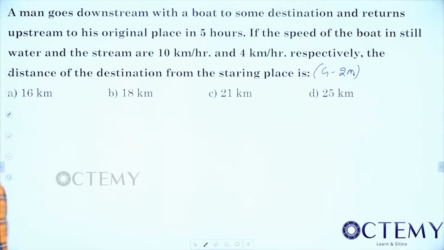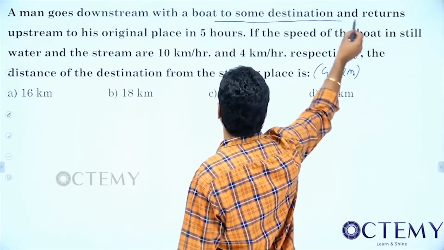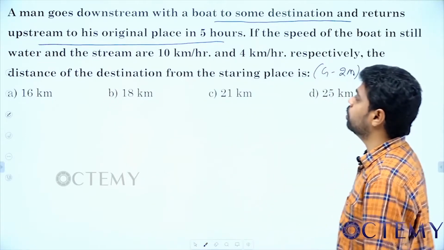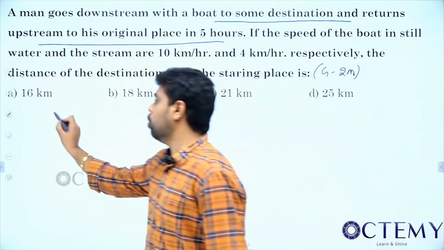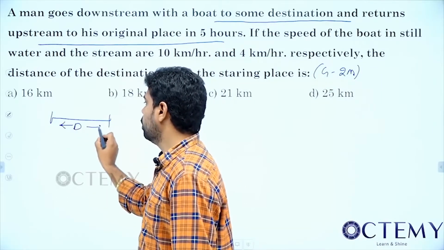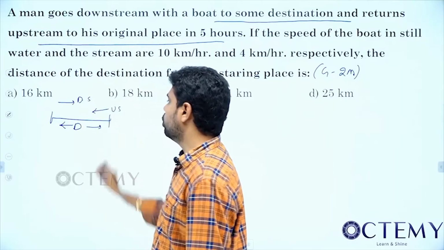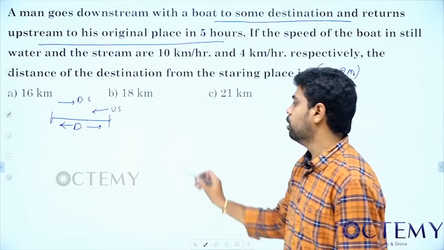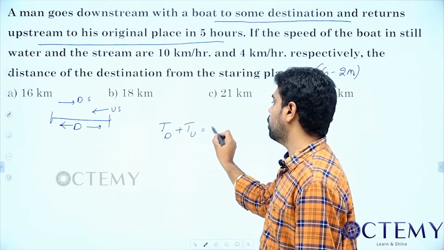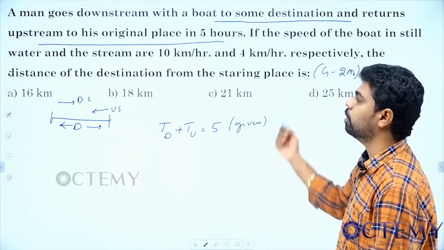A man goes downstream with a boat to some destination and returns upstream. See what the meaning of this is. He is going downstream and he is coming back upstream to his original place. So suppose this is the distance. While going it is downstream, while coming back it is upstream. So to go and come back, he is taking 5 hours. This is given: time of downstream plus upstream. If you are able to identify this point, then the question becomes easy for you.